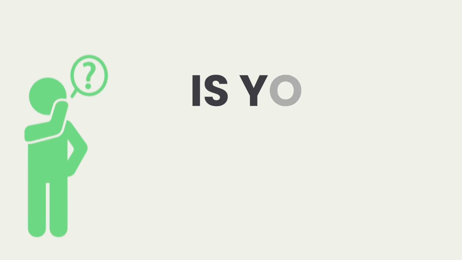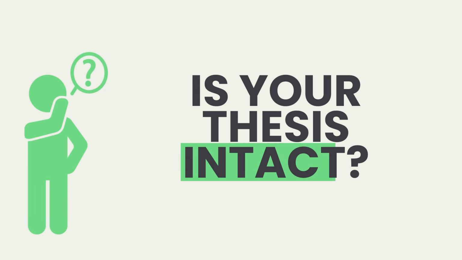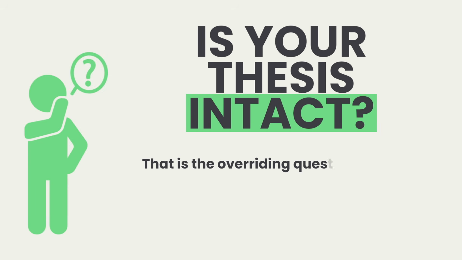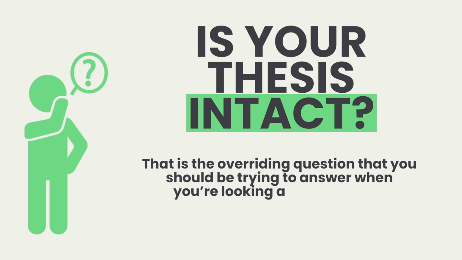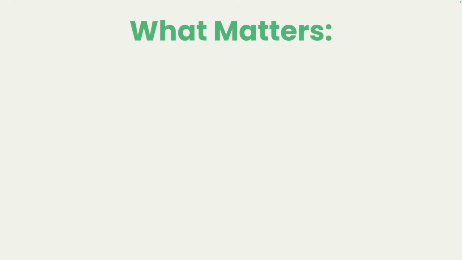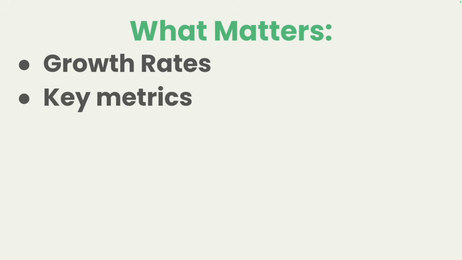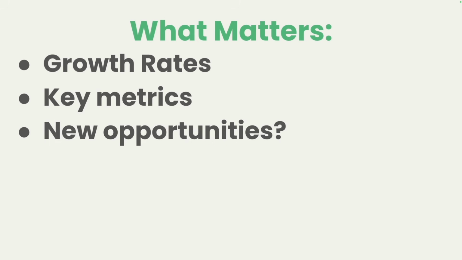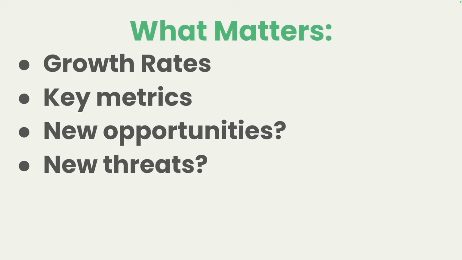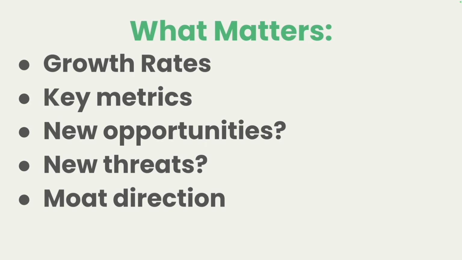and that is this: is the core thesis for owning that company still intact? That is the overriding question that you should be trying to answer when you're looking at a company's earnings report. Now, to answer that question, the revenue and the earnings certainly matter, but there's a number of other things that you should focus on too. That includes a company's actual growth rate and the company's key reporting metrics. You should be looking for new opportunities that are on the horizon, new threats that are on the horizon, the direction of the company's moat, and most importantly, from a stock perspective, the company's valuation.